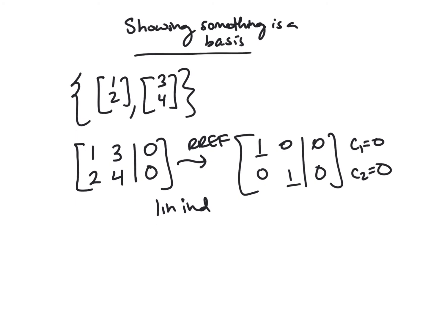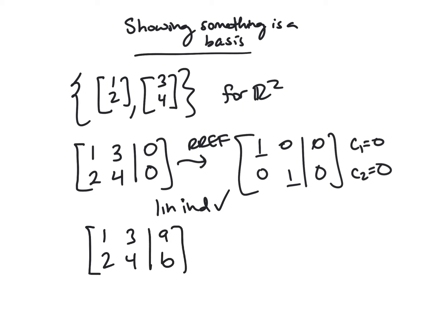Now, what about span? So I've got linear independence. That's one of the things. Now I need to show, is this a spanning set for R2? Well, I know what a general thing in R2 looks like. It's some (a, b). And so here we're basically solving the system with columns (1, 2), (3, 4) and right-hand side (a, b), and seeing, do we always get a solution? That is, is there always a choice of coefficients so that we can get exactly (a, b) out?